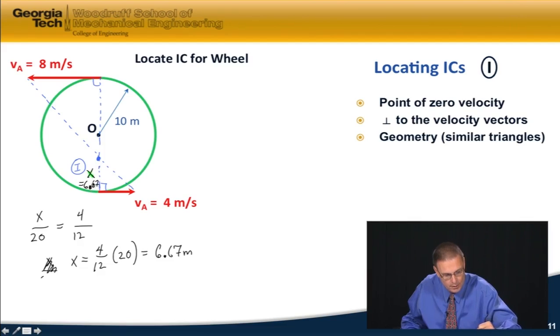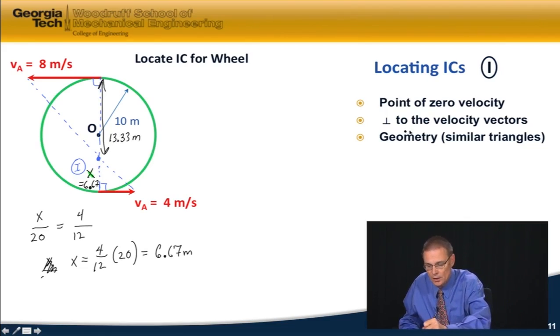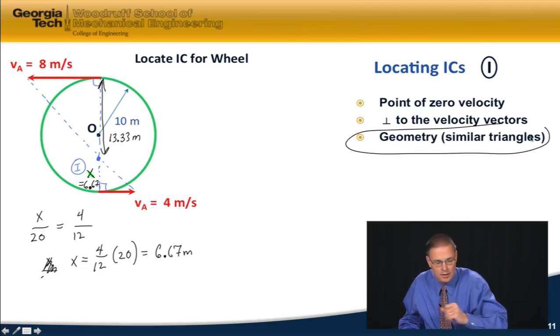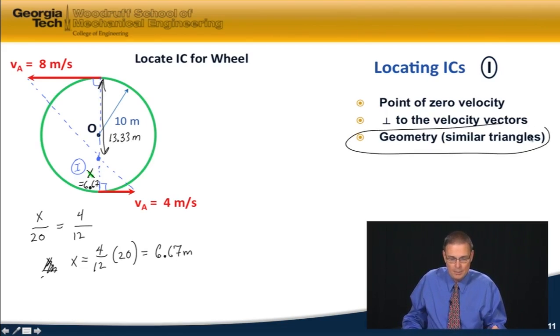And so this x is 6.67 meters, which means this distance here is 20 minus that, or 13.33 meters. So this is a case where you found the instantaneous center using geometry or similar triangles. Okay, that's it for this lesson, and we'll see you next time.